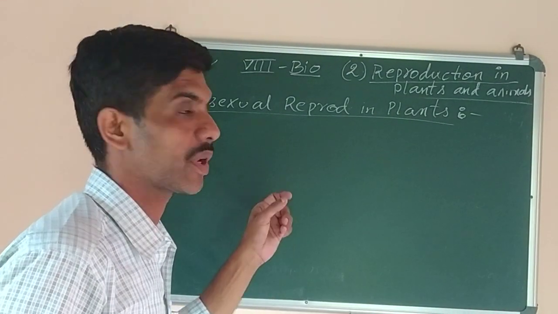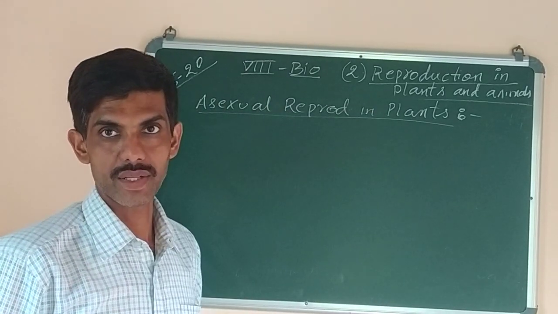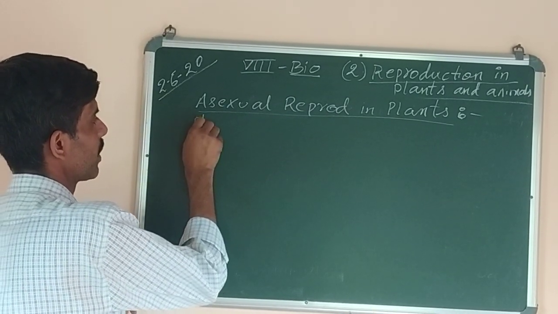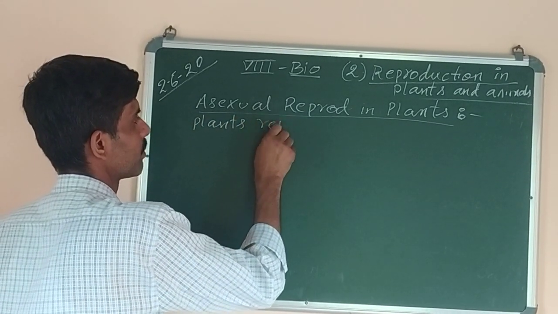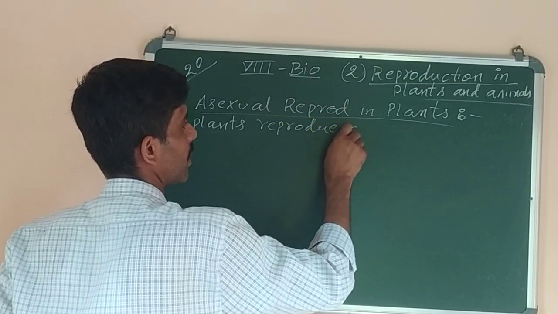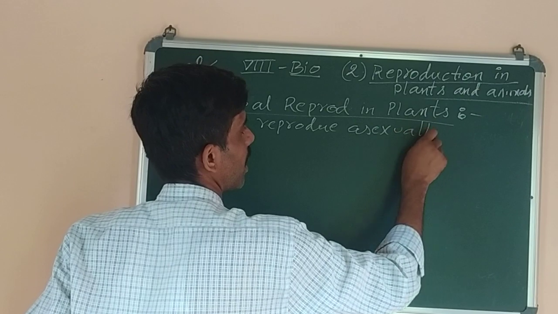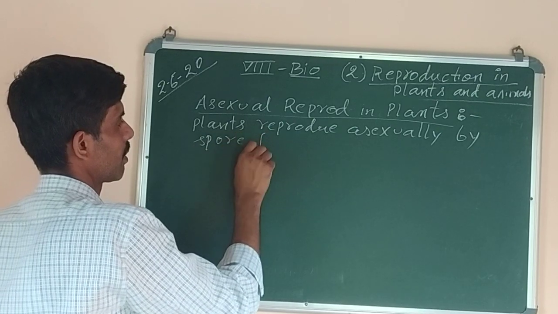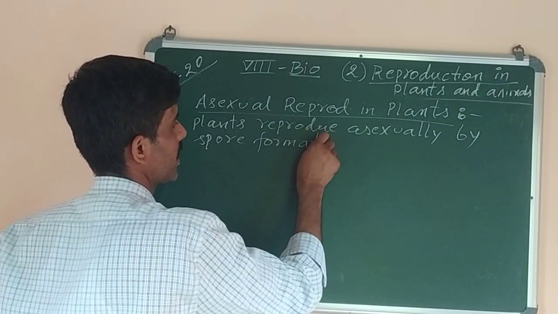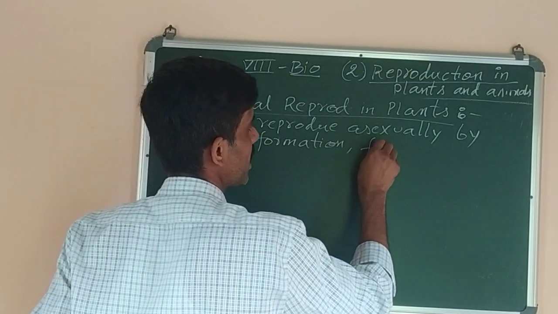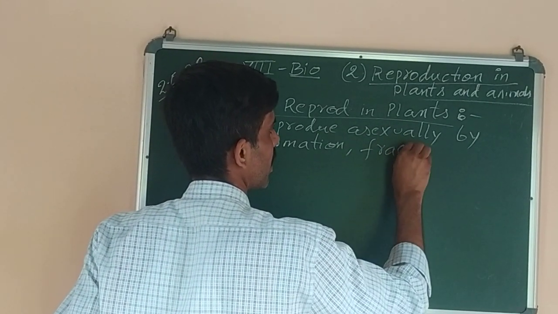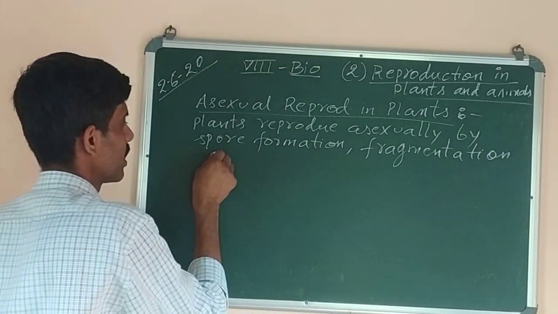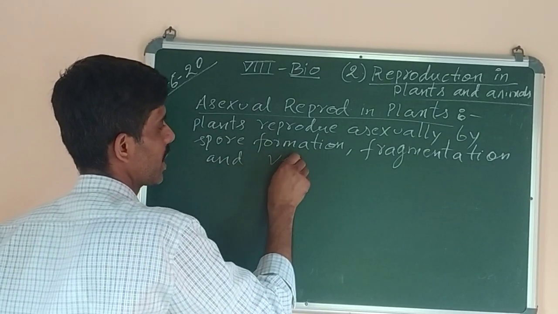Okay, now next topic we have to continue is asexual reproduction in plants. How do plants reproduce asexually? It is by three methods. Plants reproduce asexually by, what are those three methods? First one is spore formation. Second one is fragmentation. And the third one is vegetative propagation.